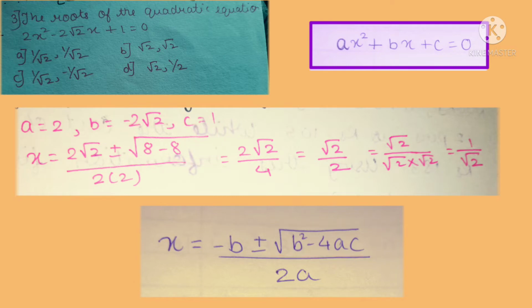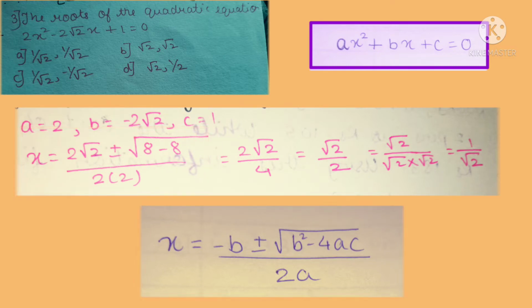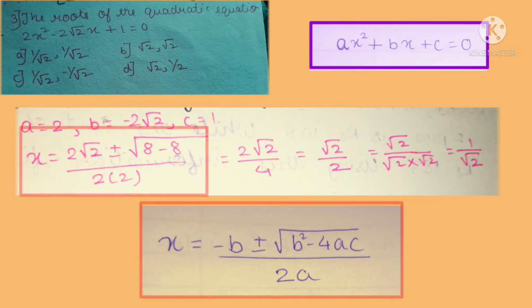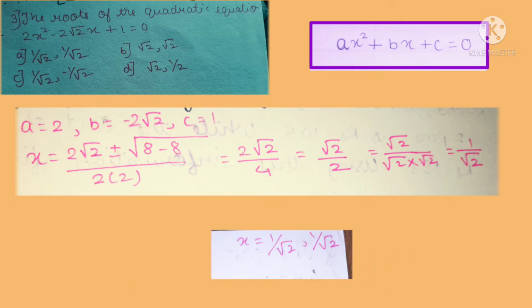Rest all terms we can write absolutely as we have done previously. The formula is nothing but x is equal to minus b plus or minus root of b square minus 4ac divided by 2a. I have just put the values accordingly and we got the answer as 1 by root 2 and 1 by root 2.